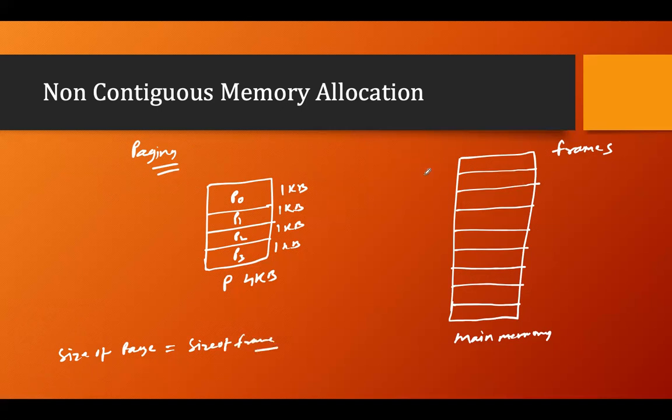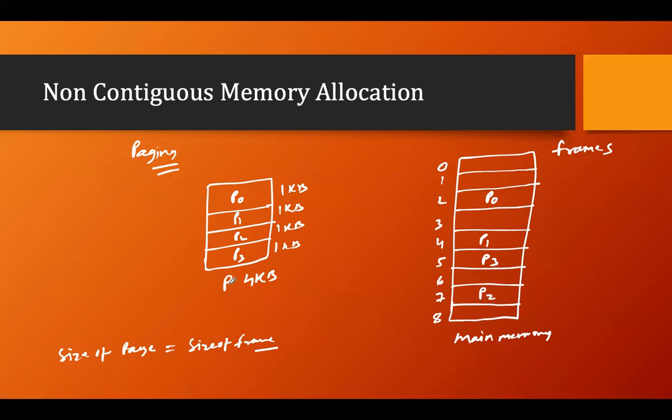So assume that we have the frames. Let's say frame number 0, 1, 2, 3, 4, 5, 6, 7, 8. So we have a number of frames available in the main memory, and we are putting all these pages into the frames which are available. Let's say here we allocate P0, here we'll allocate P1, here we'll allocate P3, and here we'll allocate, let's say, P2. So this is the way we can keep the process in a number of pages.